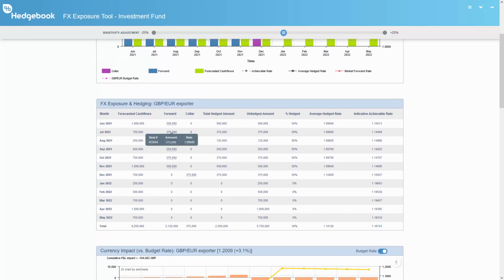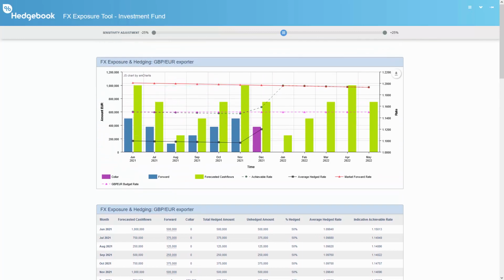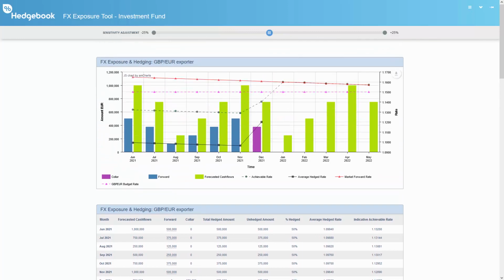Understanding your hedging position is critical in the fast-moving world of foreign exchange. The exposure tool provides clear visuals and supporting tables so you understand the impact of exchange rates on your investment income.